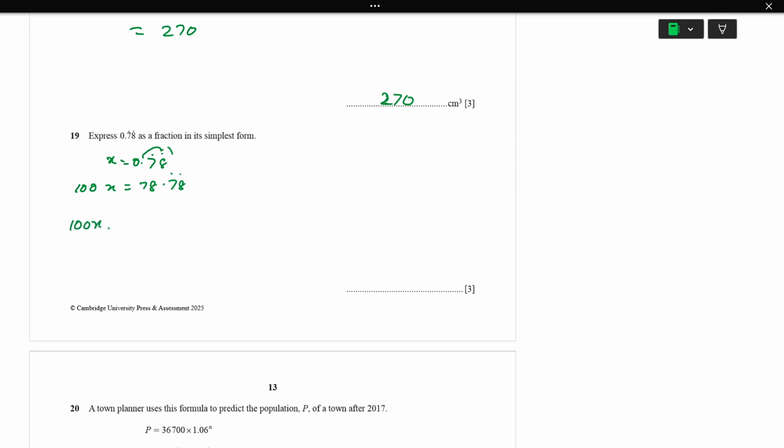So 100x minus x equal to 78.78 recurring minus 0.78 recurring. So all the recurring after the decimal is gone. So the answer is going to be 78 minus 0, which is 78. So the left side is 99x. So x equal to 78 over 99. When you go for the simplest form, we can divide by 3, which is 26 over 33. So 26 over 33 is the correct answer.